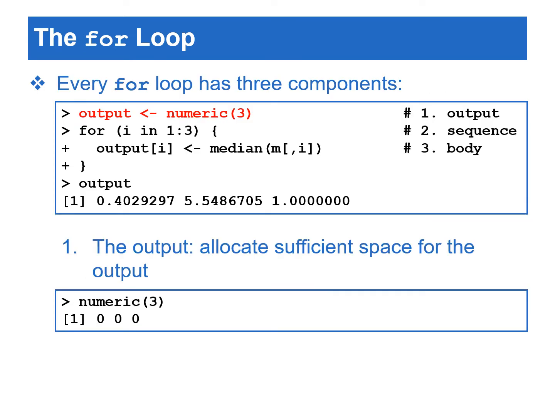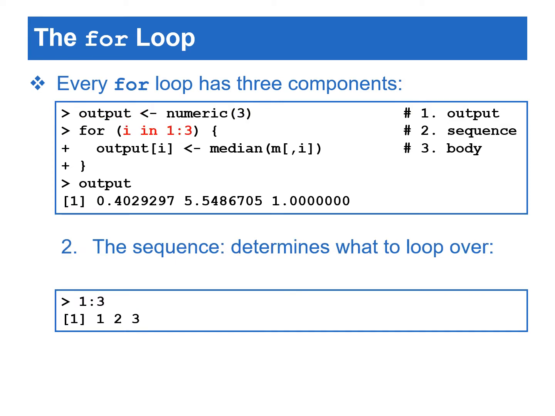A common way to construct a loop is to use a for statement. It consists of three components. First, we need to decide where to store the calculated result. Since we are calculating the median value for 3 columns, the results can be stored in a numeric vector of length 3. To create an empty numeric vector, we can use the numeric function. The numeric function creates a numeric vector with a specified length, with each element filled with 0. This step is to ensure we allocate sufficient space for the output.